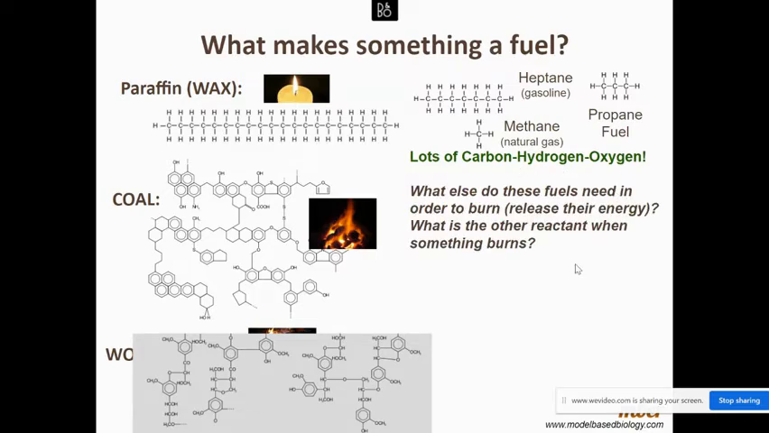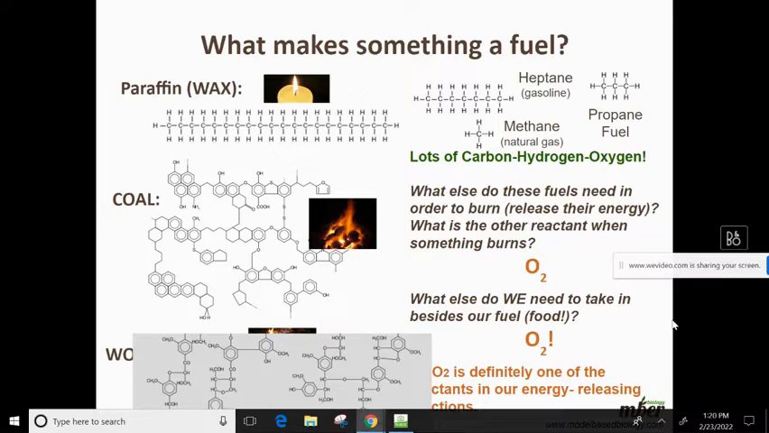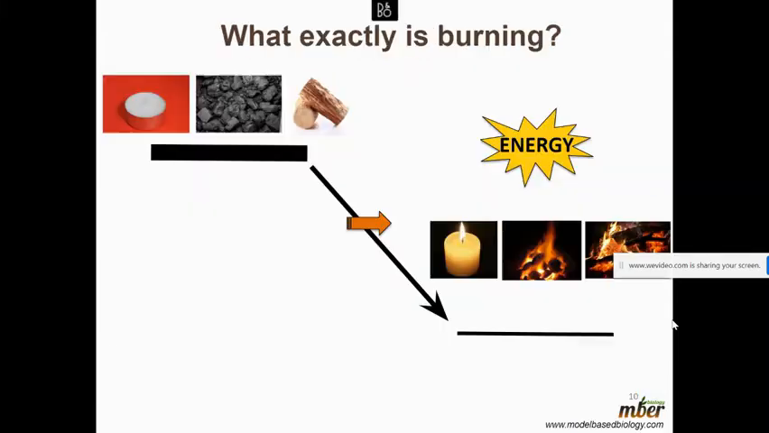What else do these fuels need in order to burn, or to release their energy? What is the other reactant when something burns? Remember, you need what to keep a fire going? You need oxygen. And what else do we need to take in besides our food? What do we breathe in? We breathe in oxygen. So oxygen is definitely one of the reactants in our energy releasing reactions. Anything that we do that releases energy is going to need oxygen as an input or a reactant, a starting material. So we're going to write all that down in box A.